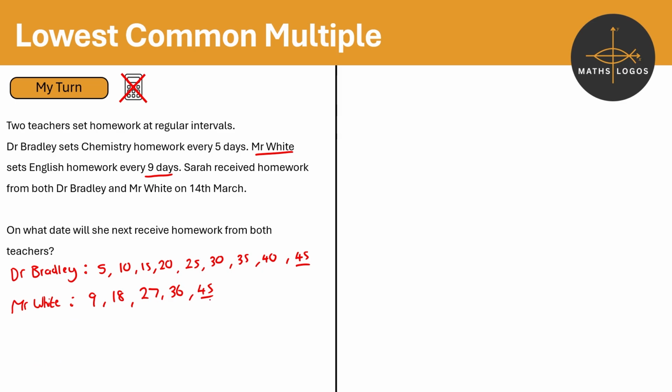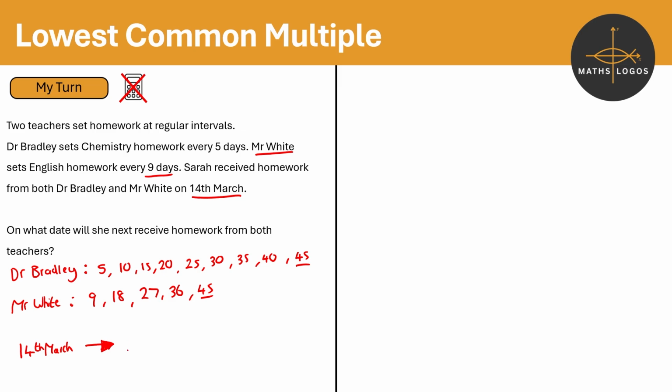And what that means is 45 days after the date that they both set homework initially will be the next time that they both set homework. Let's have a look at when they set homework previously. So it says Sarah received homework from both Dr. Bradley and Mr. White on the 14th of March. I want to take the 14th of March and add on 45 days. So adding on 45 days is going to take me beyond March.